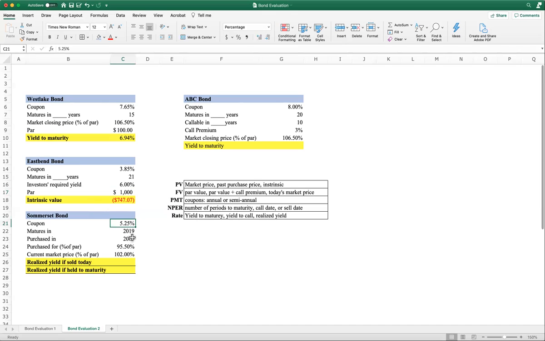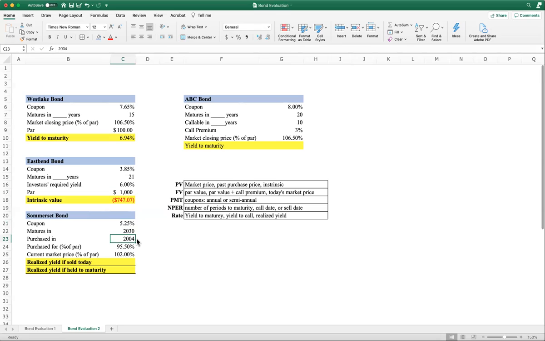This one has a coupon of 5.25, a little bit higher, and matures in 2019. Let me update that, because this worksheet is from a few years ago. So let's say it matures in 2030, and it was purchased in 2004. That's fine.